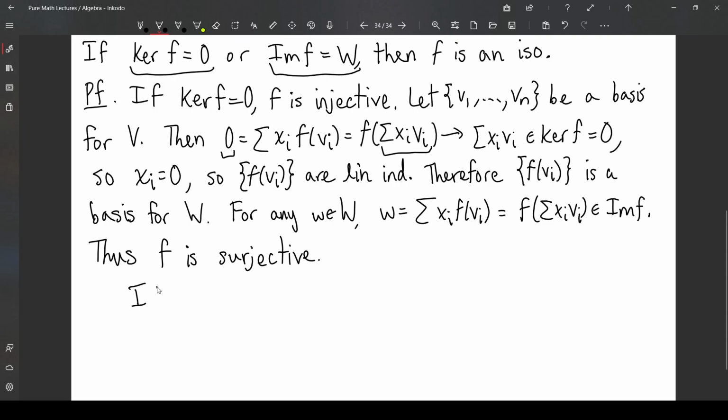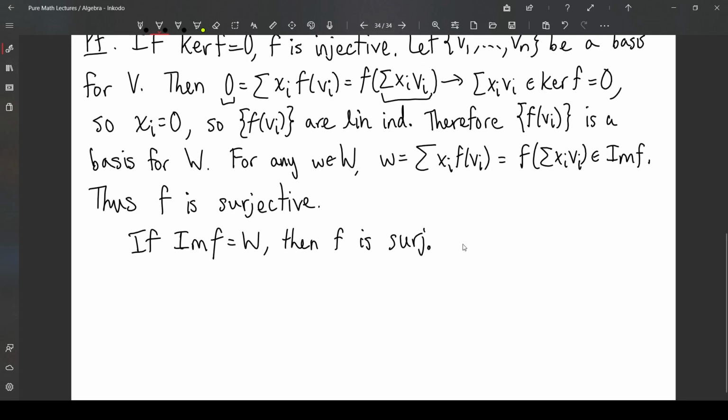Okay. Now we have to go in the other direction. So if image of f equals w, then f is surjective. I'm just going to abbreviate this here. Now we're going to sort of do the opposite of this proof. So we want to show that the kernel is 0. Instead of considering a basis for v, we're going to consider a basis for w. So this is a basis for w.